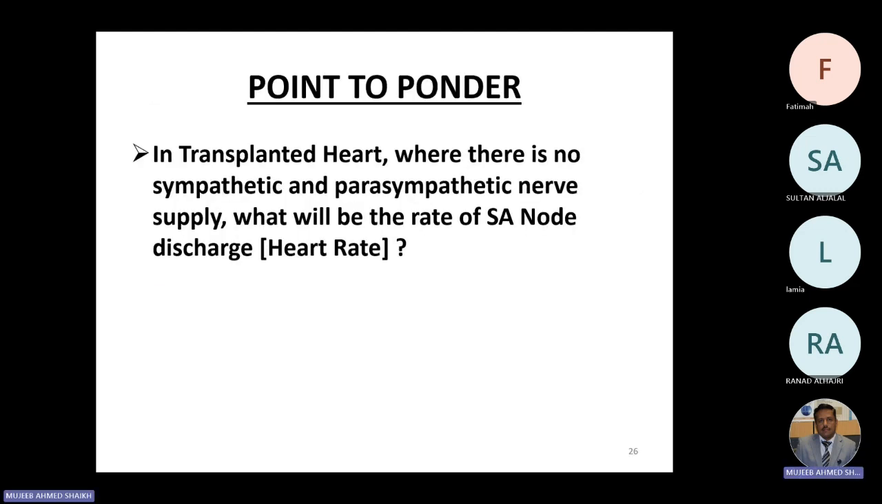What is happening with the transplanted heart? The transplanted heart rate is also regulated by epinephrine and norepinephrine, but the release is not directly on the heart, rather at some other places in the body. In many other places in the body, sympathetic and parasympathetic stimulation can lead to release of norepinephrine and epinephrine, which comes through the blood and acts on the heart.